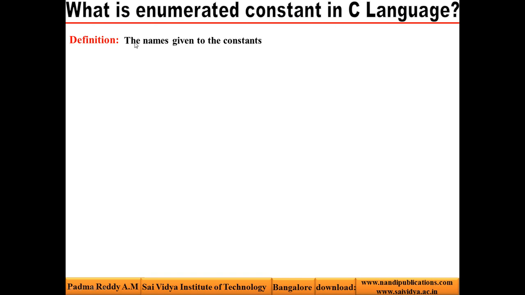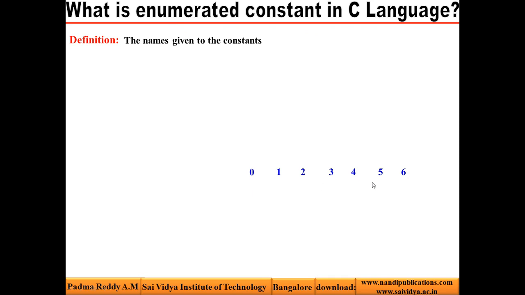Now let us see what is an enumerated constant in C language. First, let us look into the definition. The names given to the constants. Whenever we give some names to the constants, those names will be considered as enumerated constants. For example, these are the constants 0, 1, 2, 3, 4, 5, 6. So totally 7 constants are there.